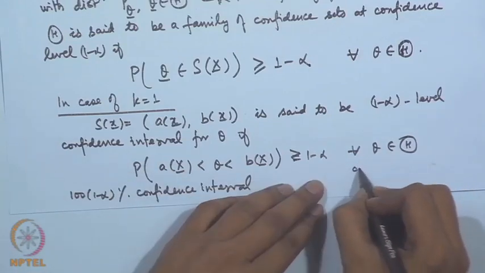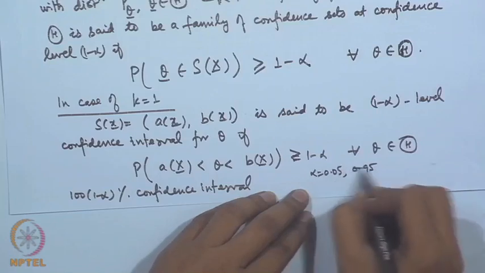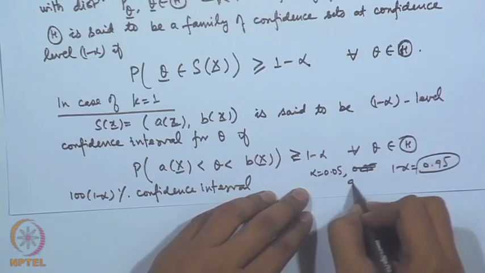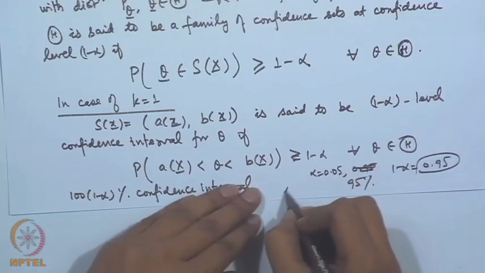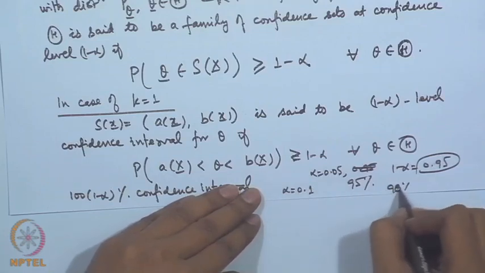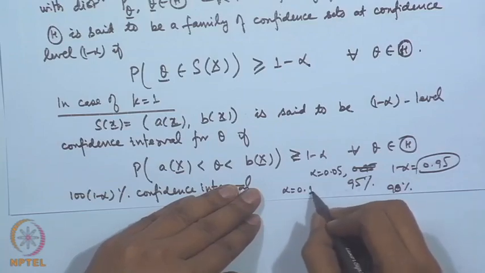So, for example, suppose I take alpha equal to 0.05, then 1 minus alpha is equal to 0.95. So, this is the level and we may say 95% confidence interval. Or if I choose, say, alpha equal to 0.1, then we will say 90% confidence interval, because here 1 minus alpha will become 0.9.